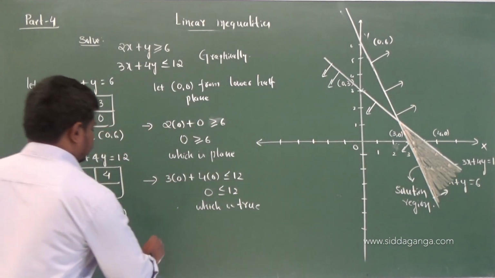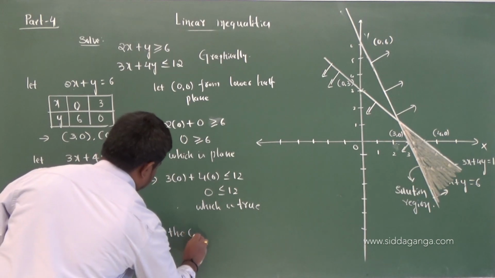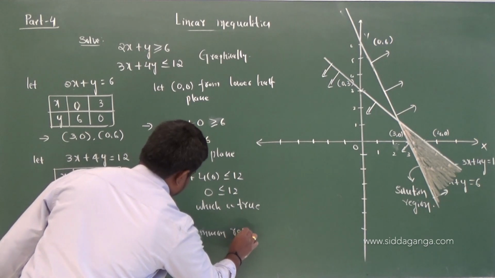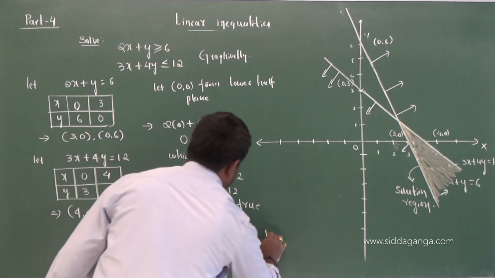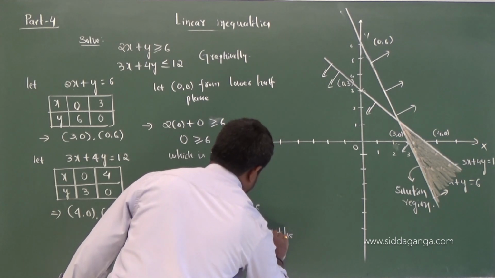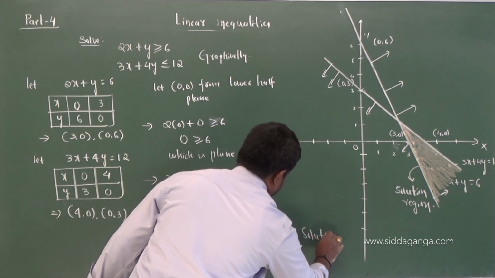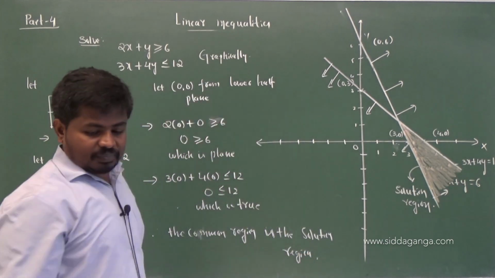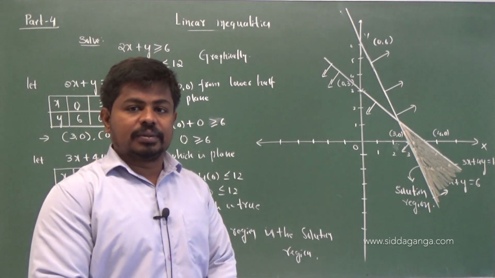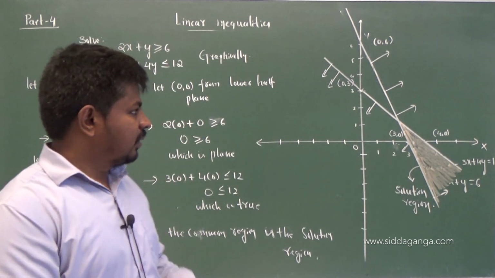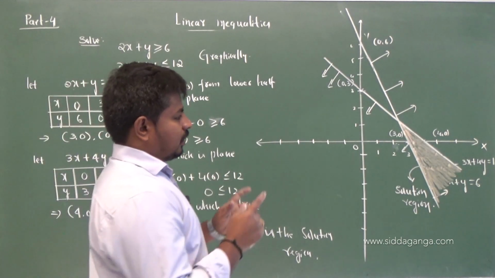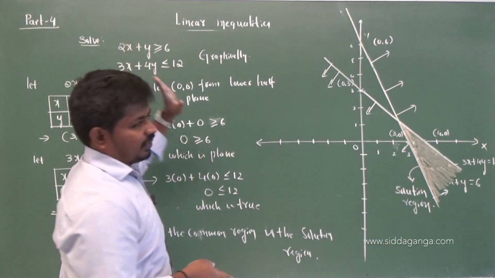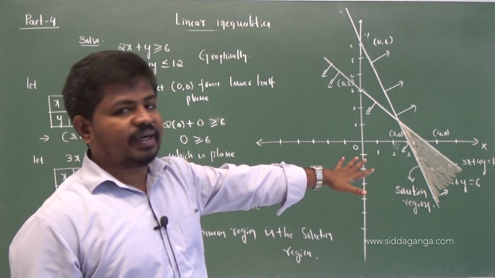Lastly, hence, the common region is the solution region. So what does it mean? The points that come in this solution region satisfy both the inequalities. That's what we have to find. And this is how we find the solution region.